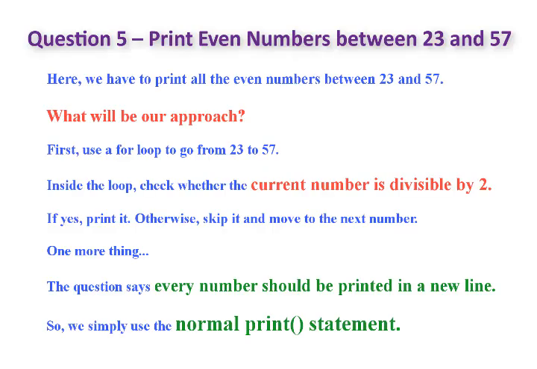Question 5. Print even numbers between 23 and 57. Now let's discuss question number 5. Here we have to print all the even numbers between 23 and 57. What will be our approach? First, use a for loop to go from 23 to 57. Inside the loop, check whether the current number is divisible by 2. If yes, print it. Otherwise, skip it and move to the next number. One more thing. The question says every number should be printed in a new line. So we simply use the normal print statement.